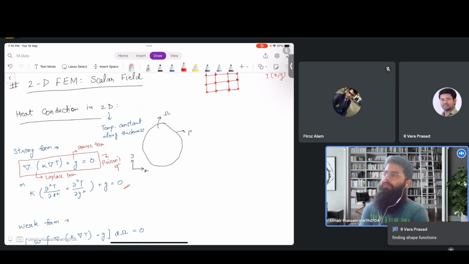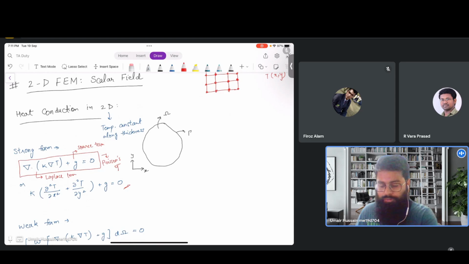Finding shape functions. In general, you don't need to find shape functions. Anyways, we'll derive them as we're studying FEM, but usually you discretize the domain into different elements, and based on the elements, you already know the shape functions or approximation functions. So we discretize the domain, and based on the type of elements, we choose a type of element and the type of approximation function. So it's basically a choice.